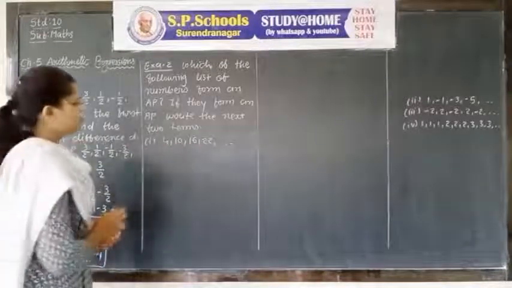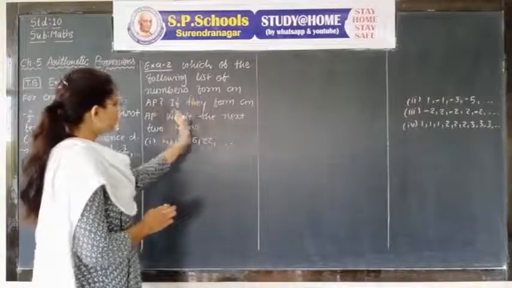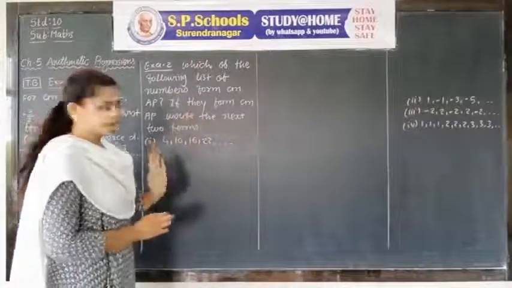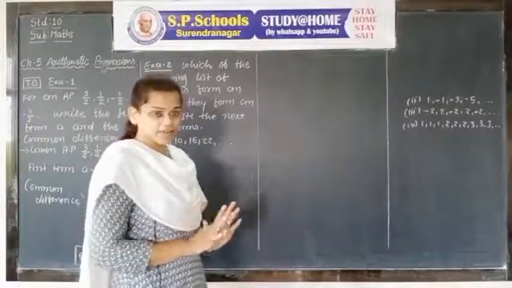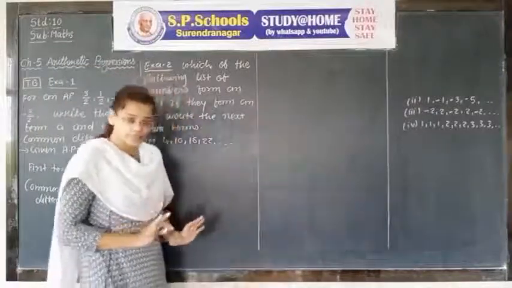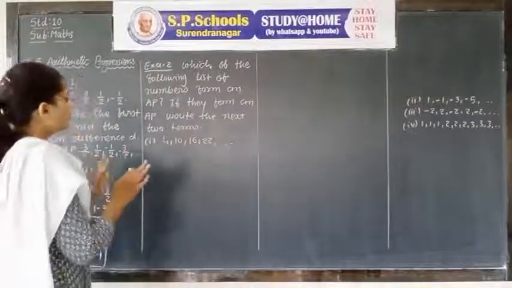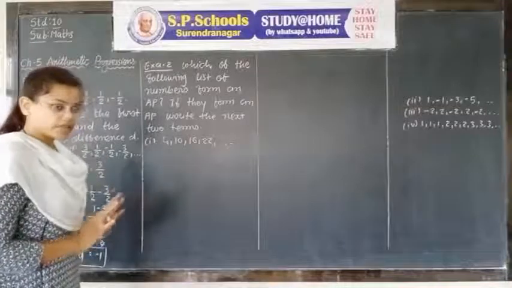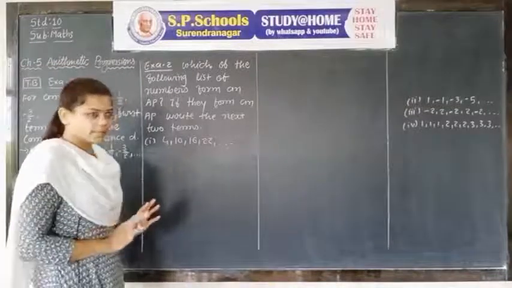Next, example 2. Which of the following lists of numbers form an AP? If they form an AP, write the next two terms. Here the lists of numbers are given, meaning the sequences are given. They are not already APs, but we have to check whether the lists of numbers form an AP. To check whether it is an AP or not, we need to find the common differences.